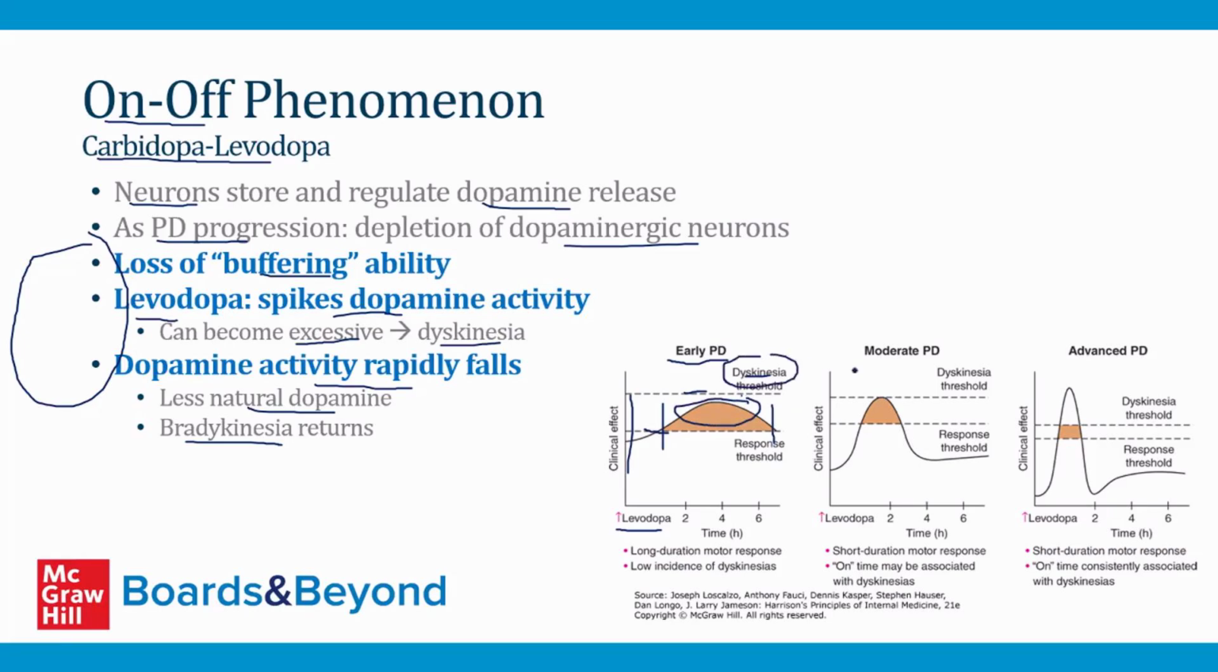Now over here on the right, we have a patient with advanced Parkinson's disease. So when you give the levodopa, the level spikes really high and it causes dyskinesia. And then the level falls really rapidly and the patient goes back to having symptoms. And you only have this brief period in the middle where they're getting the benefit of the drug. And so that's the on-off phenomenon. It's not so much a problem in early Parkinson's disease. It's a problem as the disease becomes more advanced.